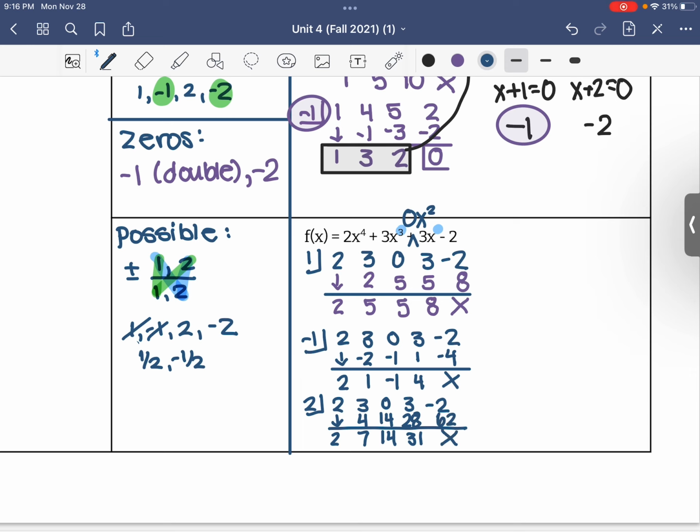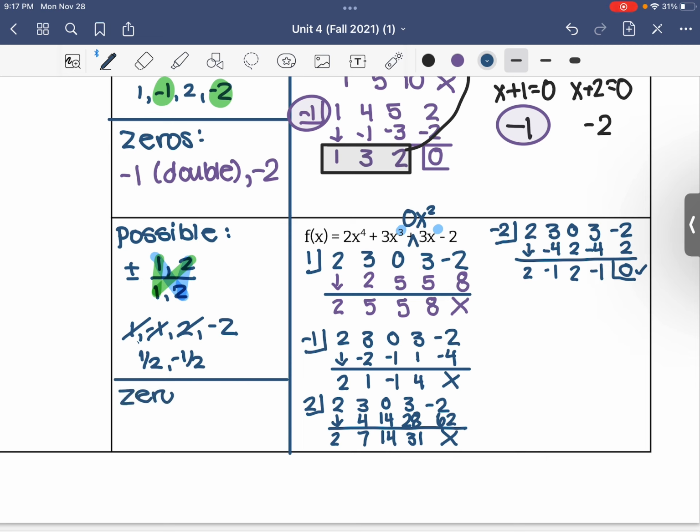So same setup, I'm just changing the number in the box to negative 2 this time. Drop the 2 down. 2 times negative 2 is negative 4. Plus 3 is negative 1. Negative 1 times negative 2 is 2. Plus 0 is 2. 2 times negative 2 is negative 4. Plus 3 is negative 1. Negative 2 times negative 1 is positive 2, which, thank goodness, gives me 0 finally. So negative 2 is one of my zeros that works.